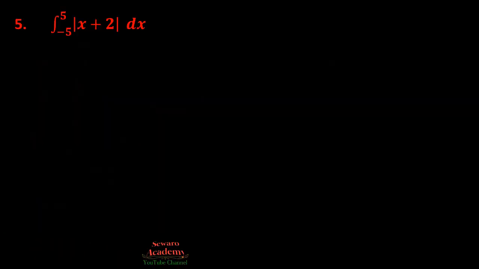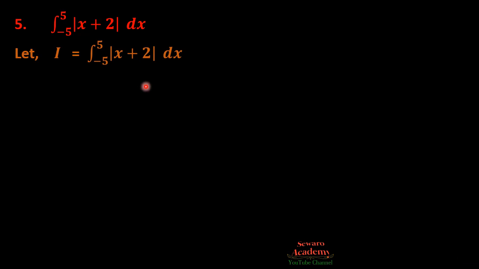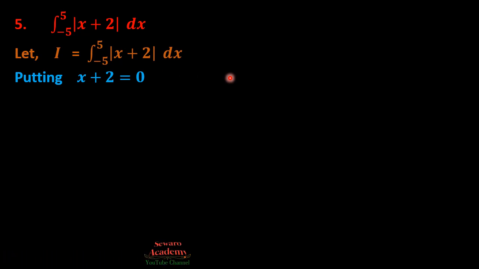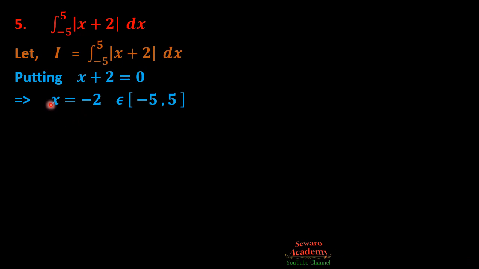Now let me solve question number 5. In this question, we are going to use the second property of definite integrals. First, let this be denoted by I. Now here, in order to use the second property, we first equate this function to 0. We'll get x equals minus 2, if it lies between the lower limit and the upper limit range. Then we can use property number 2. So here, minus 2 lies between minus 5 and plus 5.